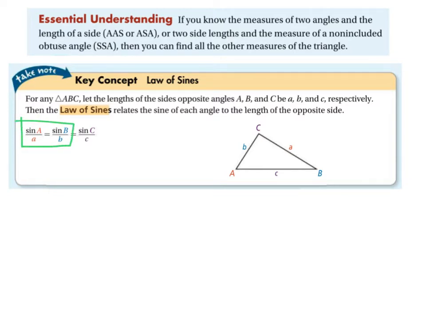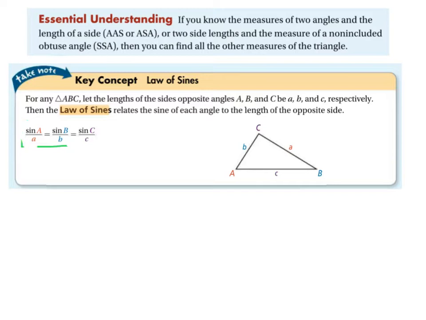You're going to have something like this: sine of angle A over the length of side A equals sine of angle B over the length of side B. You won't do all three of them, but you can set sine of A over A equal to sine of C over C if you wanted to. You can pair them up any way. These two can go together, these two, or these two. That'll make a little more sense hopefully in a bit when we do it.